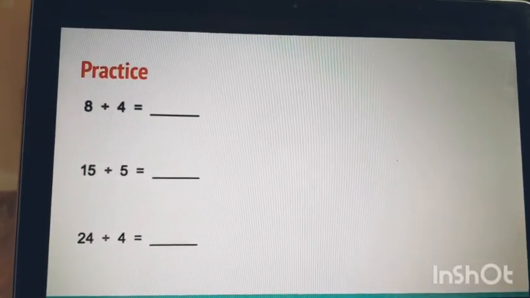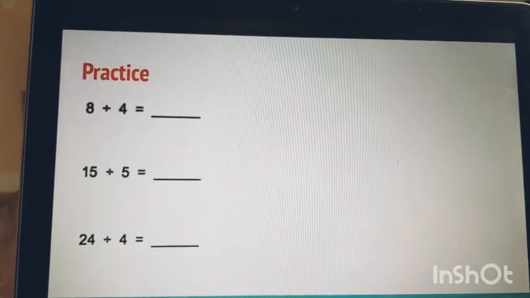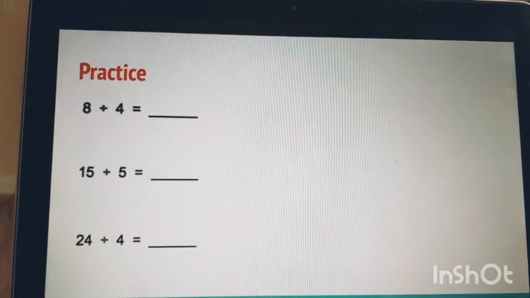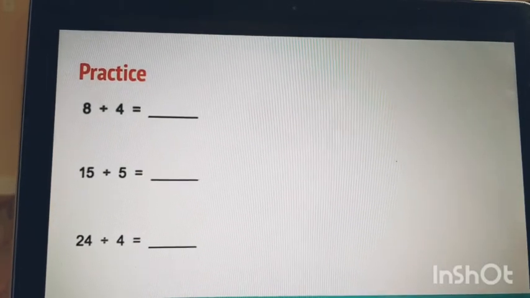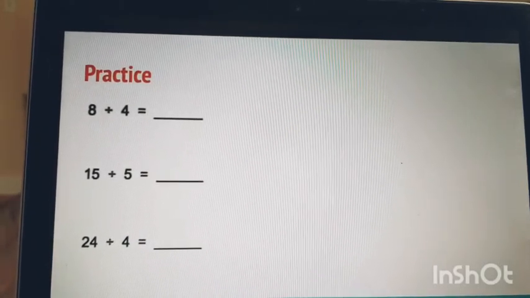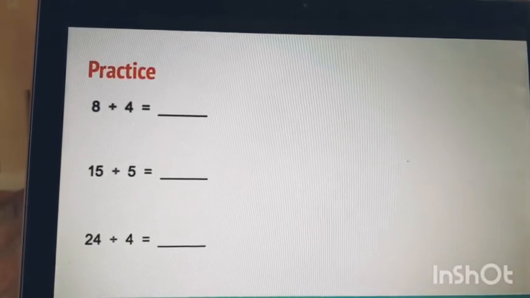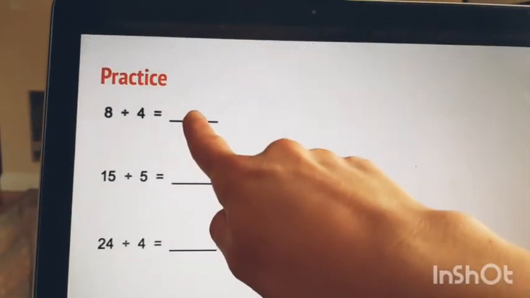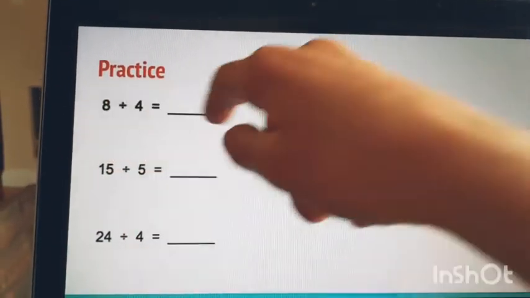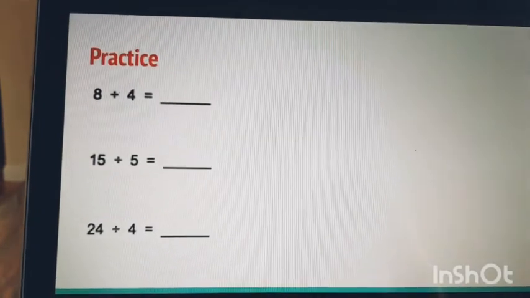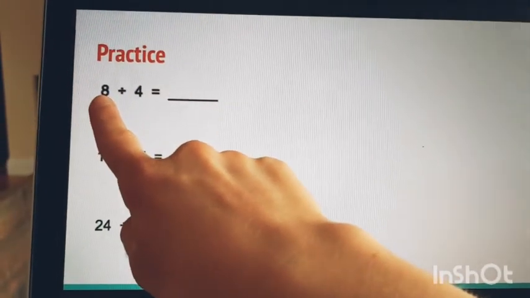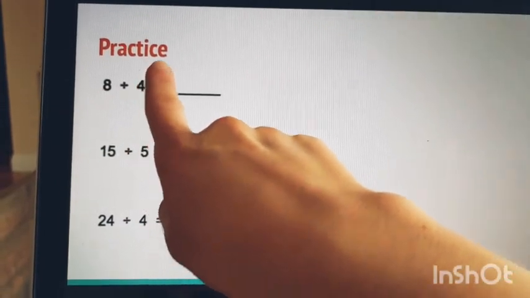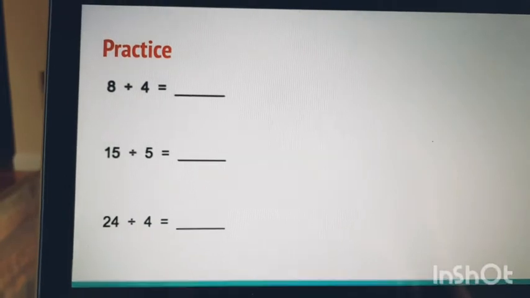Now it's your chance to practice. Please write down these 3 problems in your notebook and take a moment to find out what the answer would be for each of these. Remember that a good strategy you can use if you're feeling stuck is to think that division is the opposite of multiplication, so what number times 4 equals 8, or you can also use the picture model that we've been doing. If you draw 8 of something, like 8 stars, and circle them into 4 equal groups, how many would there be per group?